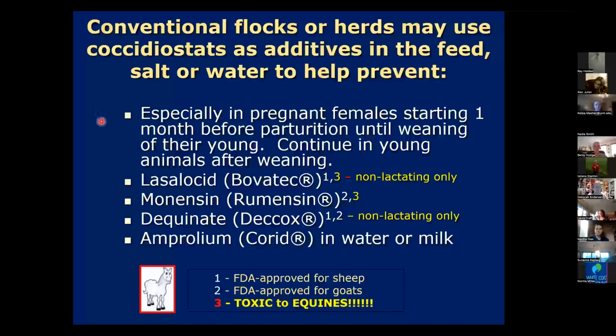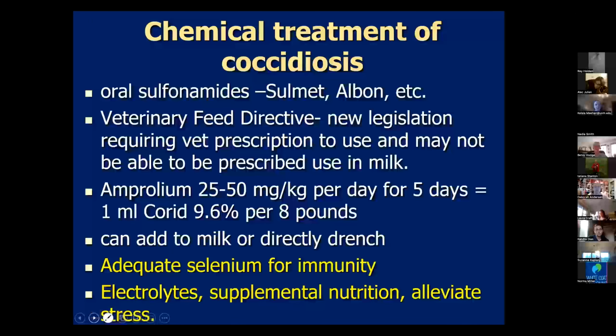There are a couple of different things you can use. There's Ovatec, but not in dairy animals. Rumensin. I find most of the feeds now that have a coccidiostat have Decox, and the feed companies like Decox because it's less toxic to horses, I think. And there's amprolium, or Corid, which is more of a treatment that you put in the water or in the milk. So let's see, this one is approved for sheep but toxic to equine. This one is approved for goats, also toxic to equine. This one is approved for sheep and goats. That's probably why I see Decox in most of the feed. And Corid, again, is a treatment you can put in the water. I prefer to use it as a drench and apply it directly.